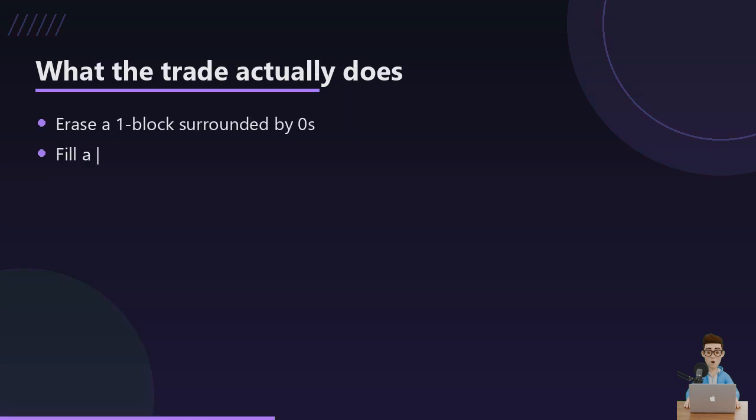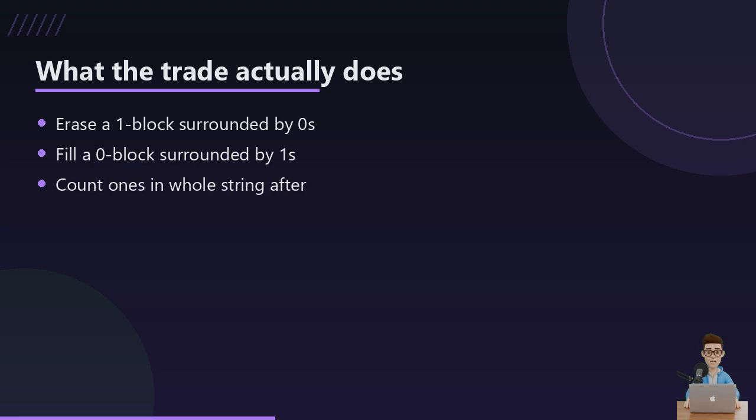You get one trade: turn an isolated island of ones into zeros, then turn an isolated pool of zeros into ones. We count active ones across the entire string afterward, not just the window. Watch what happens on a tiny example next.